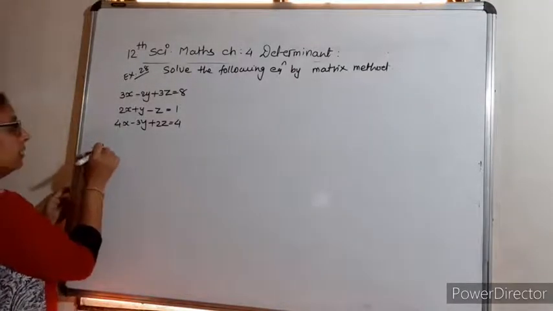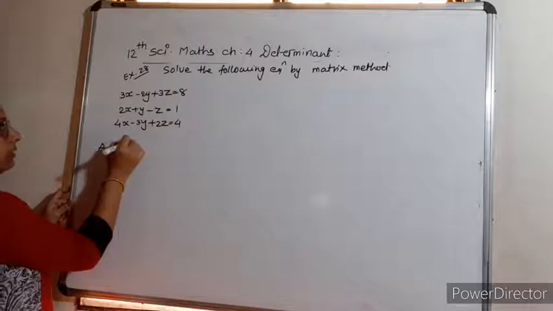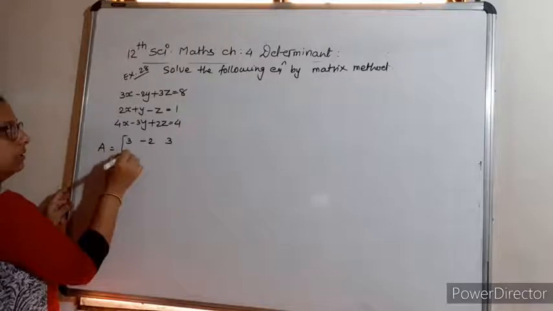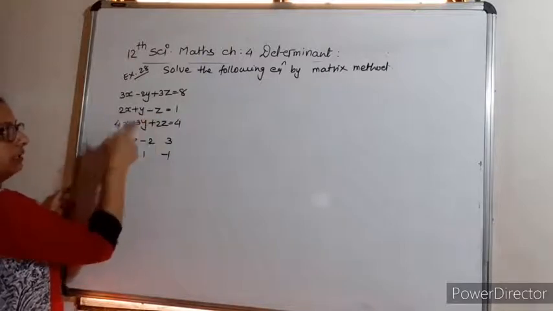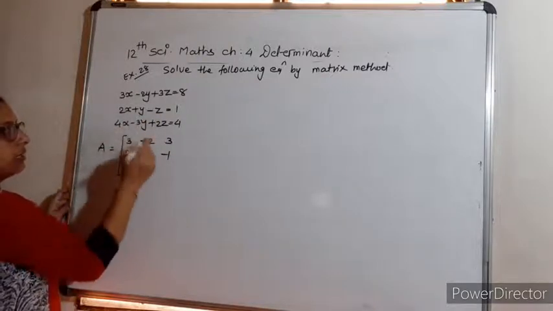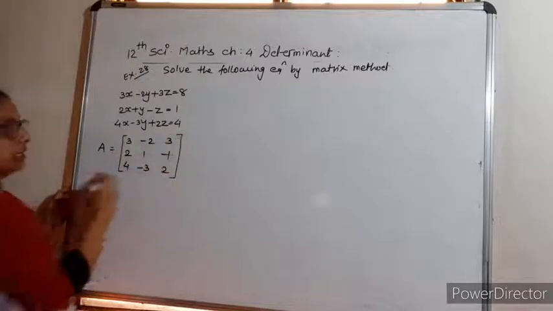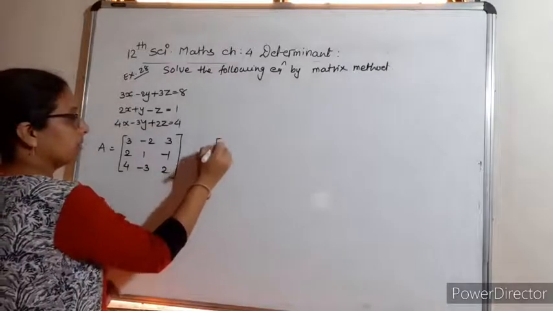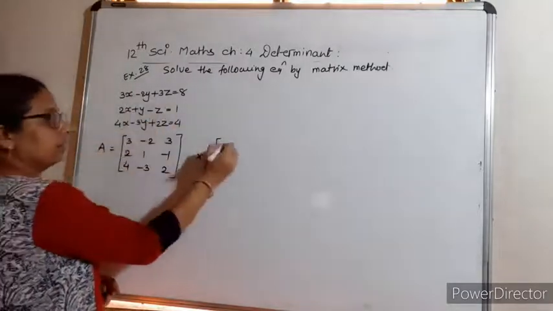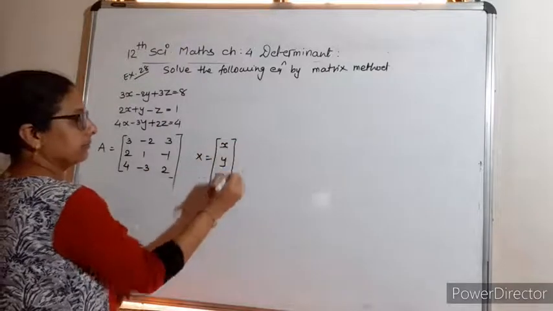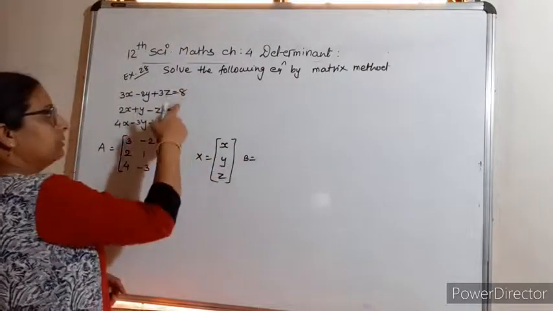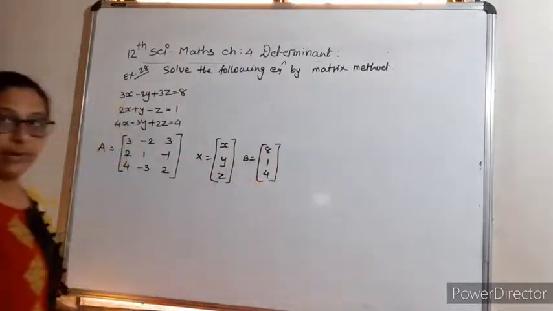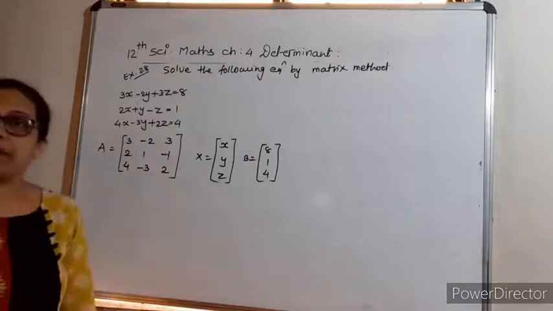So first of all, A. 3, minus 2, 3. 2, 1, minus 1. 4, minus 3, 2 is our first matrix. Now x. Here is x, y and z. 3 variables are there. While b, 8, 1, 4. That is d1, d2, d3. Right? Here we have formed the 3 matrices.